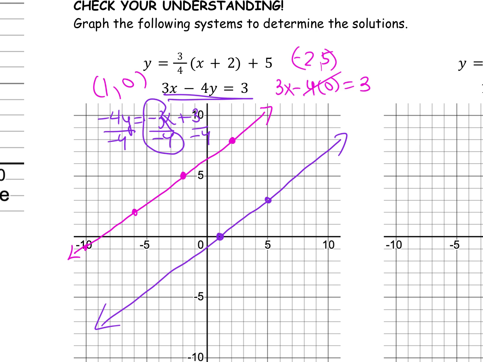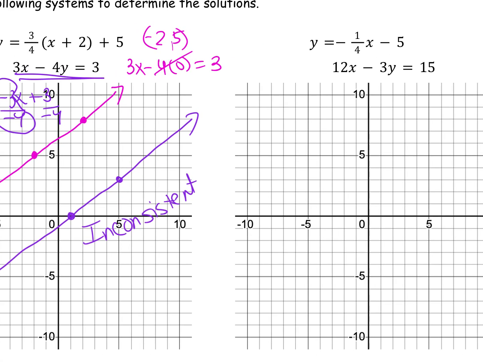How many solutions do they have? And we would classify this as, make sure when asked how many solutions you don't actually put 0, put none. We okay with that?